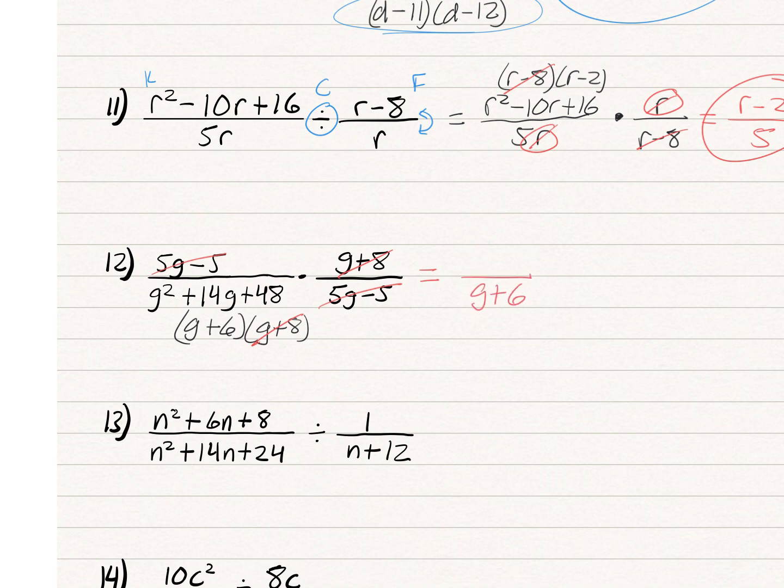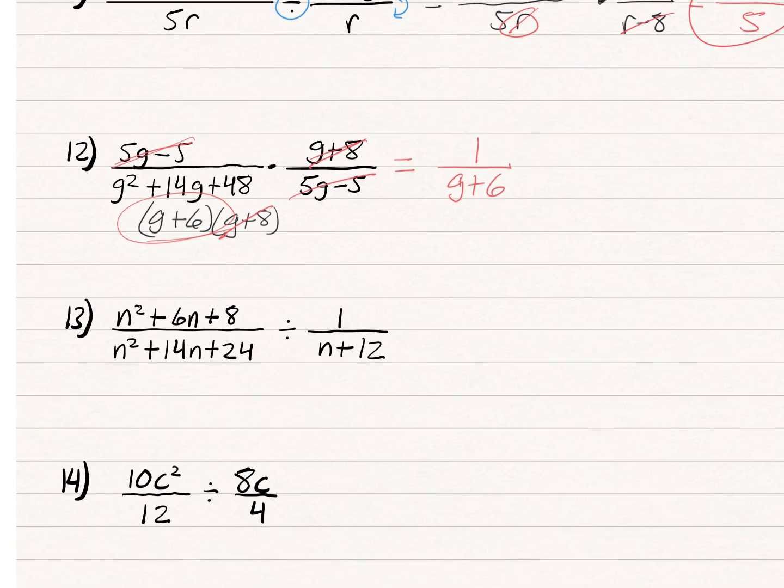So don't forget to write it on the top. We canceled out everything on the top, so we need to write a 1. And then leave the g plus 6 on the bottom. That was a common mistake I saw today. So it's 1 over g plus 6.